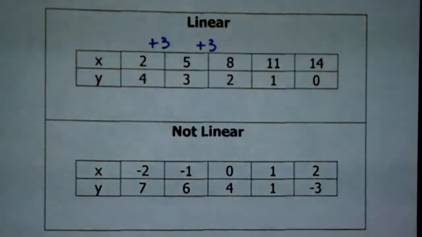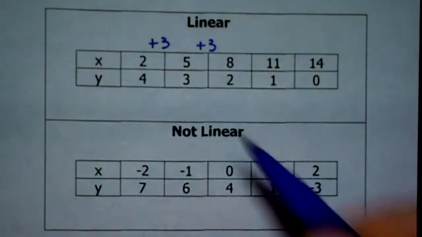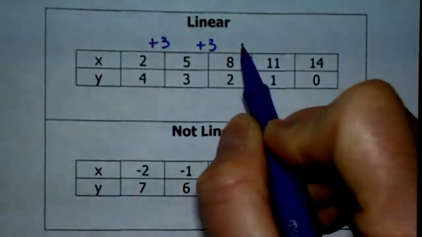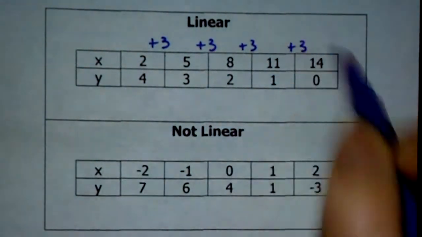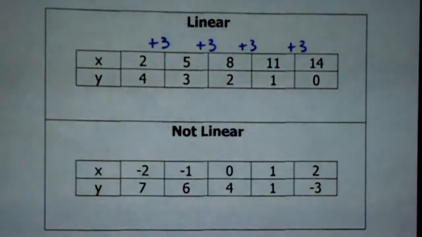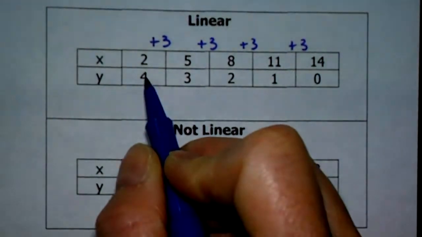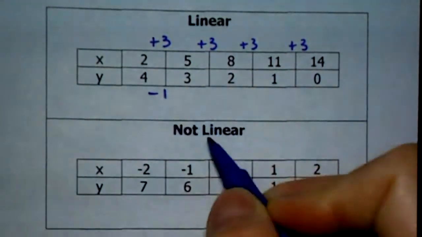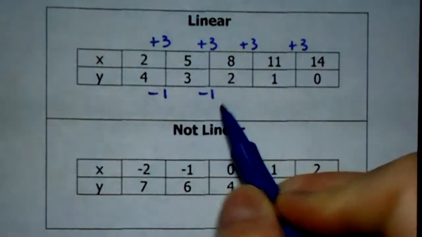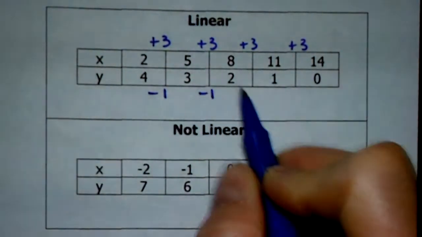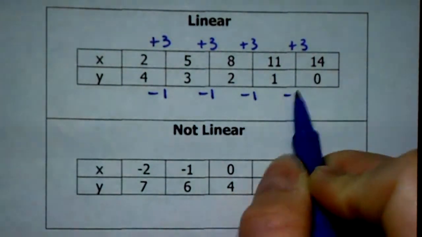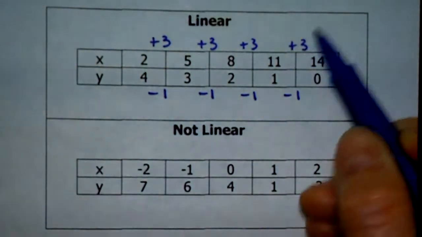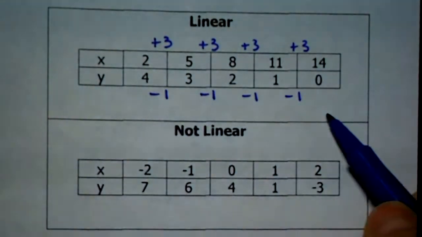Because what something goes up by or down by, that's what I'm looking for. So 8 plus 3, 11 plus 3. So right now, x has a constant rate of change. That's not enough. I need to make sure y does as well. To get from 4 to 3, we take away 1. 3 to 2, take away 1, or add -1, whatever. And we take away 1, and we take away 1. So x has a constant rate of change, y has a constant rate of change.